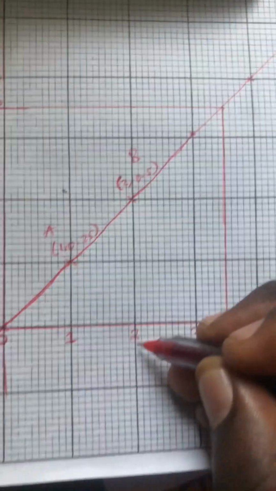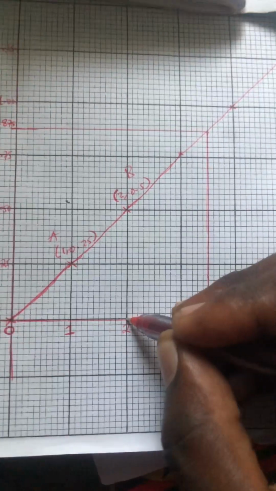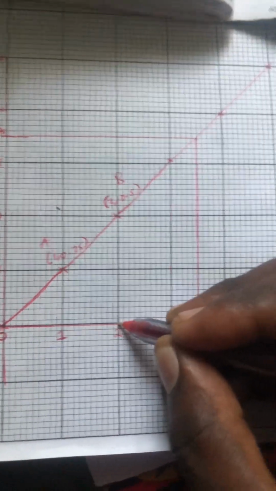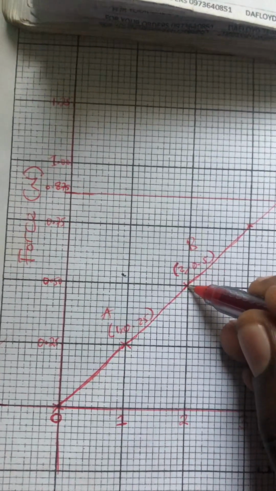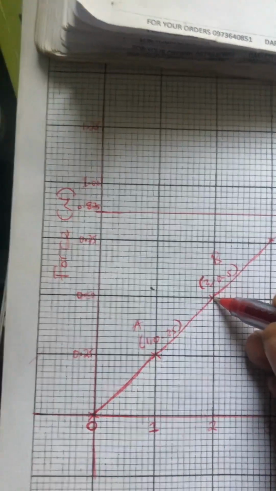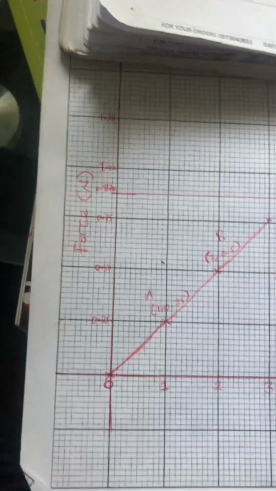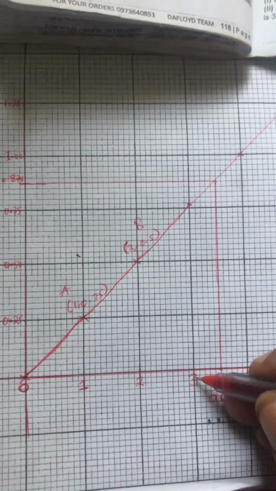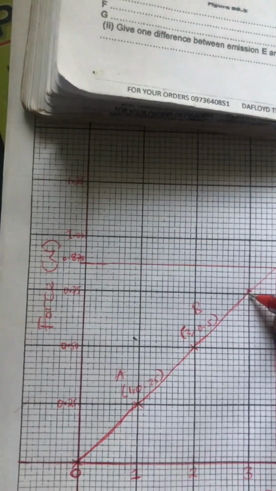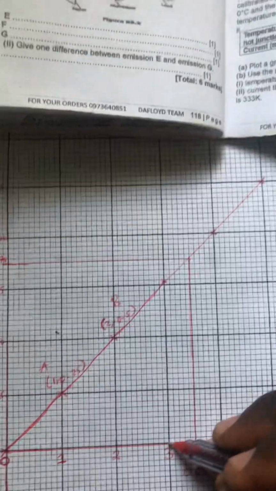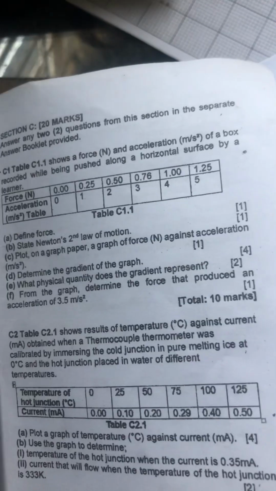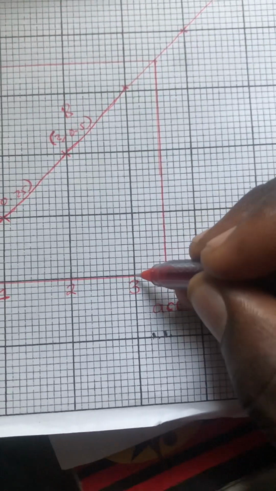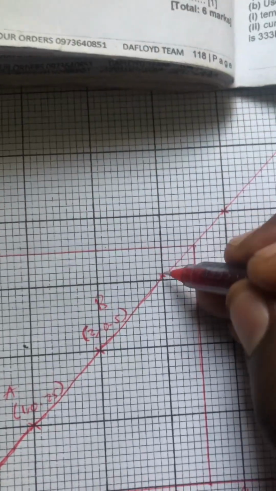The other one is 0.50 comma 2. So that is 2. The 2 is the one that starts first because it is in the x-axis. And then 2 comma 0.50. Okay, you do the same to the next, 3 comma 0.76. So here we are having a bit of a challenge. So here we have 0.76 and then 3. So we're going to say 3 comma 0.76.